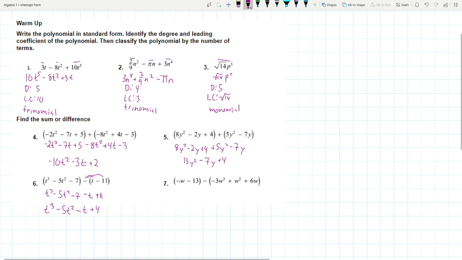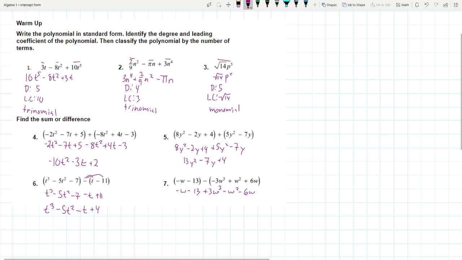Alright, I'm going to do the same thing with number 7. So I have negative w minus 13. Distribute this negative, so I get positive 3w cubed minus w squared minus 6w.